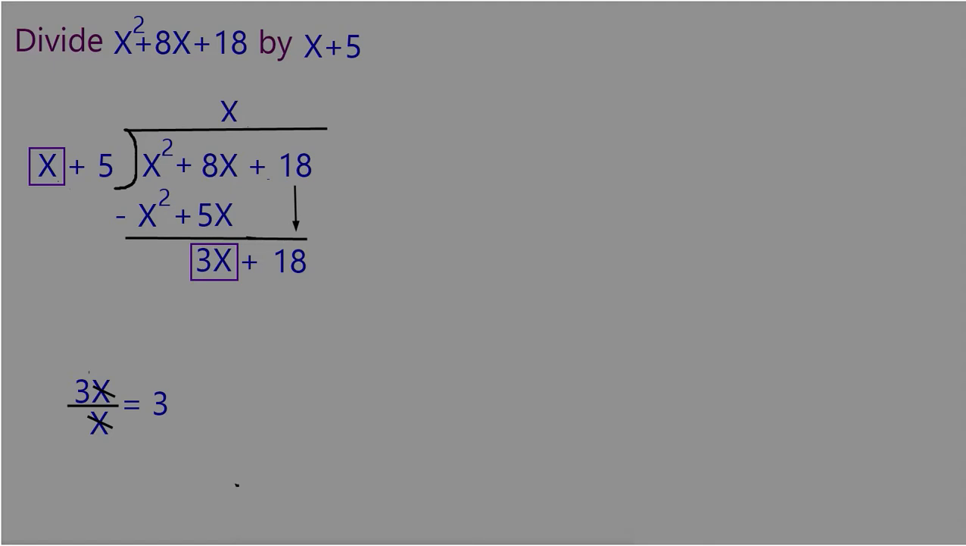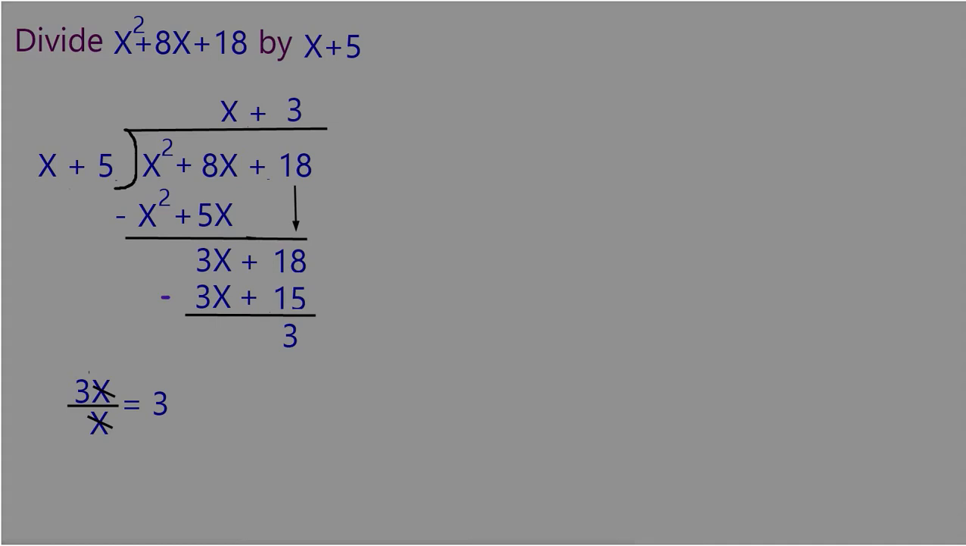This 3 is positive, so we place a plus sign here and place 3 after to be in line with 18, because 3 and 18 are like terms. 3 times x gives 3x. 3 times positive 5 gives positive 15. We place a plus sign and then 15 after to be in line with 18. We want to now minus, so we draw a horizontal line below and minus 15 from 18. The result is 3.